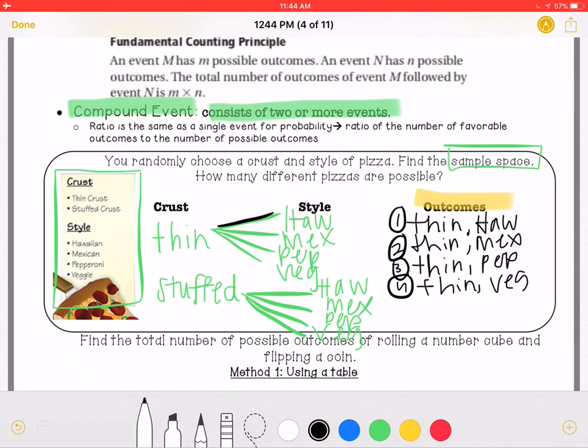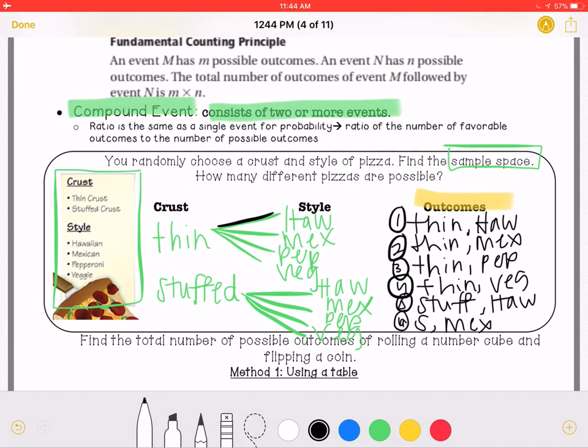Hopefully you're still with me. And then we still have these other options. Well, what if there's a stuffed crust? So our 5th option was stuffed Hawaiian. My 6th option was stuffed Mexican.